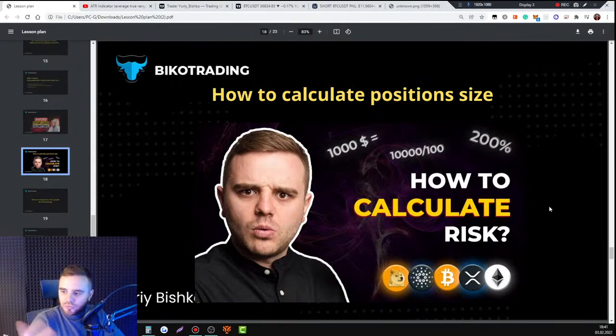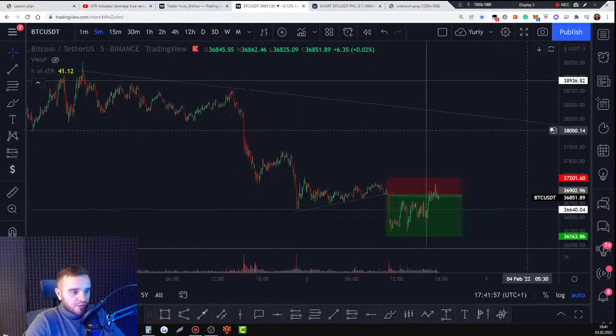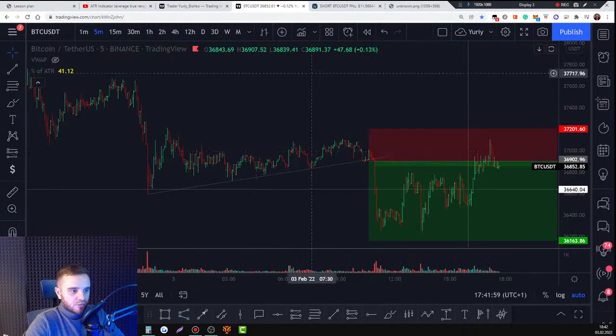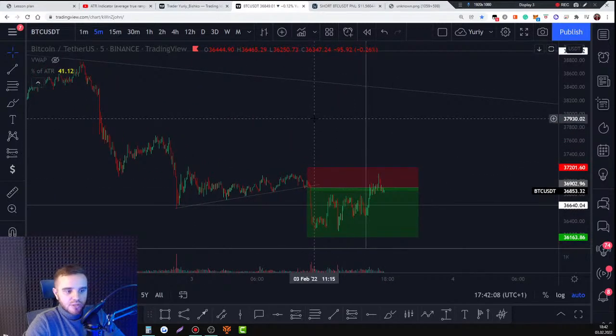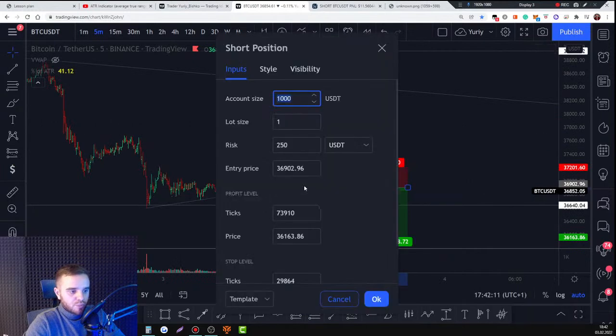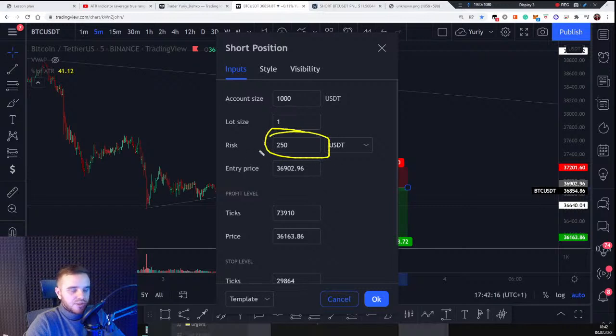Okay, let's go to how to calculate risk. Once more, all of you go to TradingView. You open TradingView, and you use this short position tool. Based on where you decide to set the stop loss, you always open these settings, and here you write the amount of money that you can lose if price goes against you. What does it mean? How many of you would ask, okay, Yuri, what number should I put in?